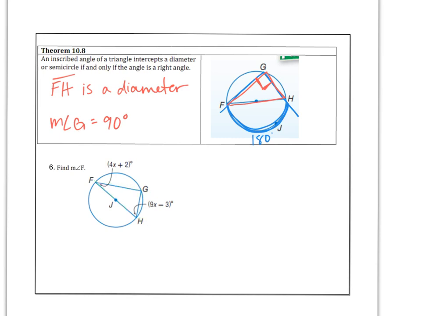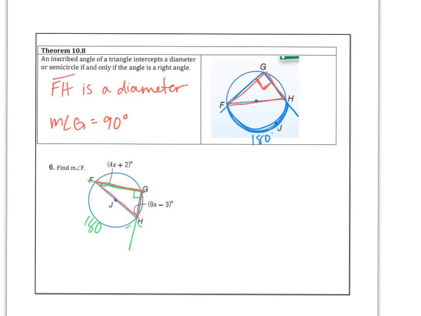But what is helpful is if I look closely at angle G. So angle G opens up to a diameter FH or a semicircle. Remember, half of a circle is 180. Angle G is an inscribed angle. It has to be half of 180. It has to be 90. So what happens is we get this triangle in here. That would be a right triangle.